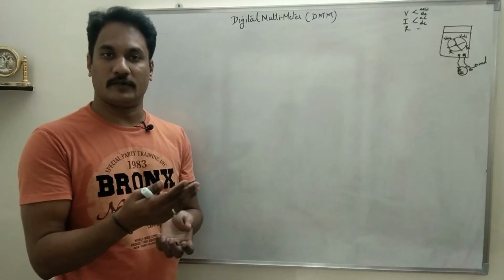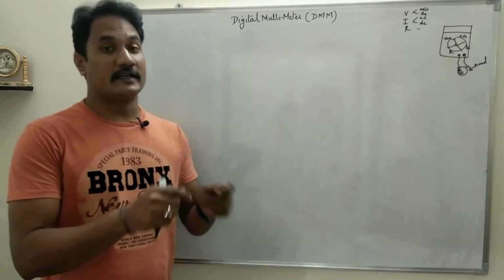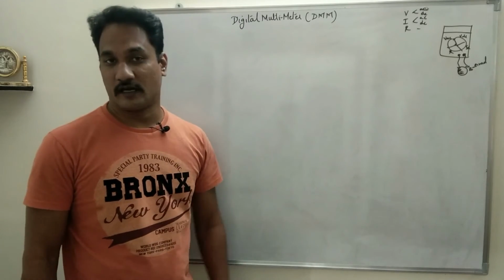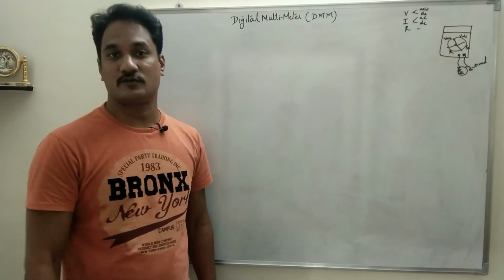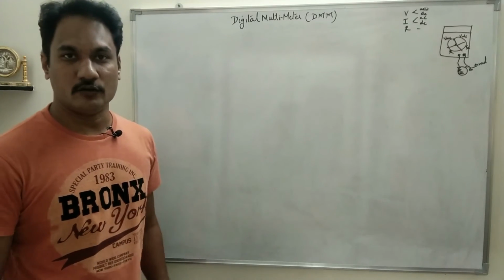If you connect it in parallel to a resistance you can measure voltage. If you connect in series with the resistance, you can measure the current. And if you connect across the resistance, when the power is switched off, you can calculate the value of resistance. So basically that is what we will try to understand.